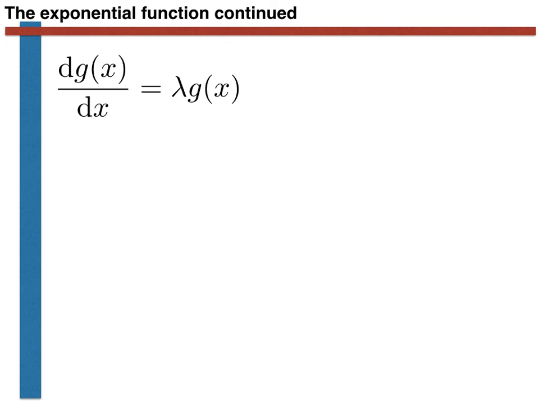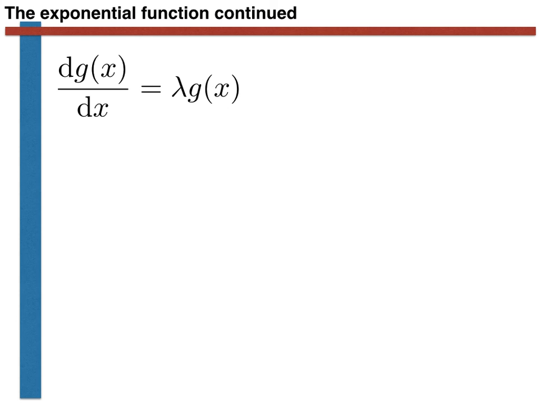Consider instead the amount of money in your savings account. If you do not spend any of it and just leave it in the account, the bank takes the amount you have in your account and increases it by multiplying what you have by some constant factor, the interest rate. You thus have the rate of change of the amount of money in your account, dg by dx, equal to the interest rate, lambda, multiplied by the amount of money you currently have, g of x. These are just two examples of where this differential equation comes up, but there are many, many more.